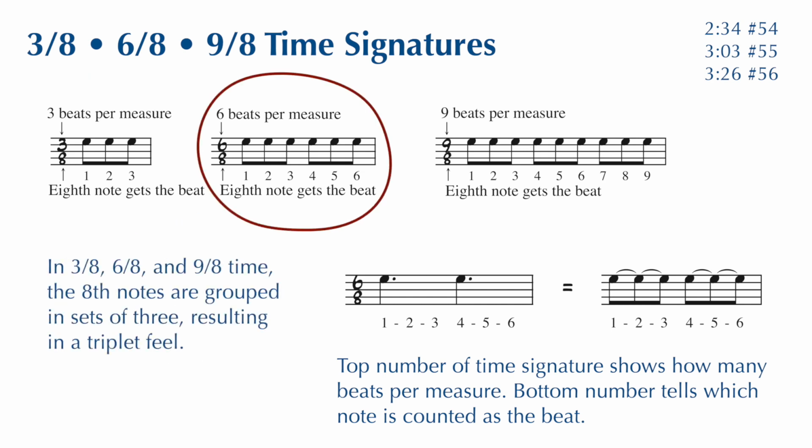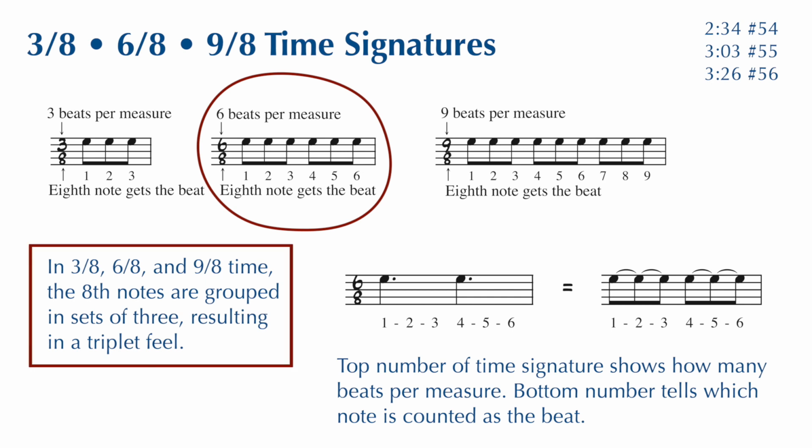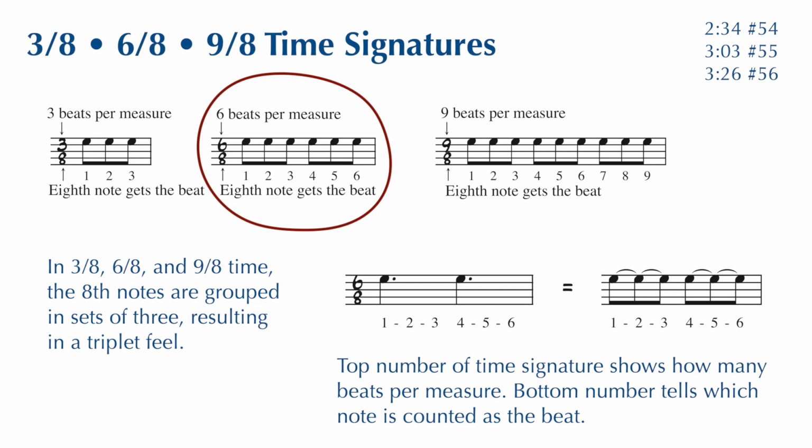In 6/8 time, we have 6 beats per measure with the eighth note getting the beat. And notice these eighth notes are all going to be grouped in sets of 3. It'll have kind of a triplet feel. So 6/8 will be counted 1, 2, 3, 4, 5, 6, 1, 2, 3, 4, 5, 6.